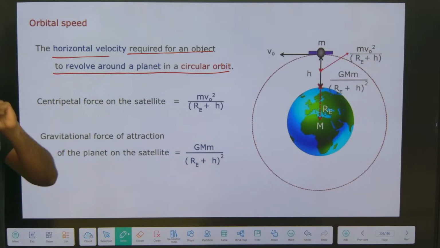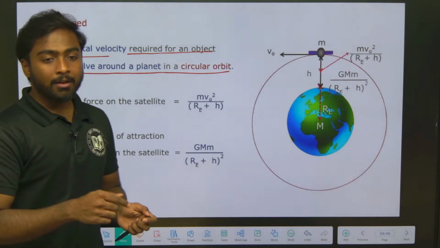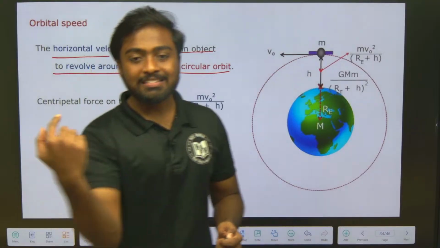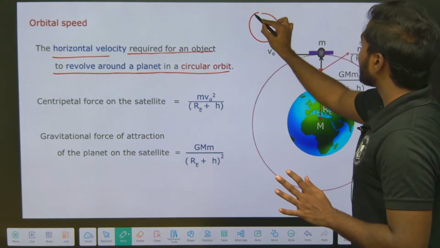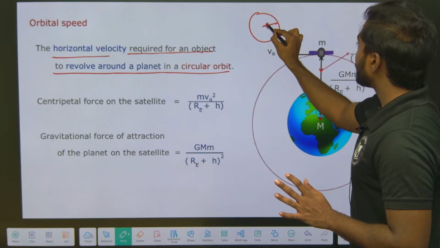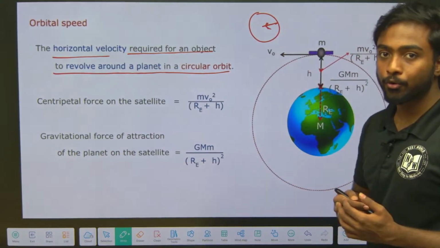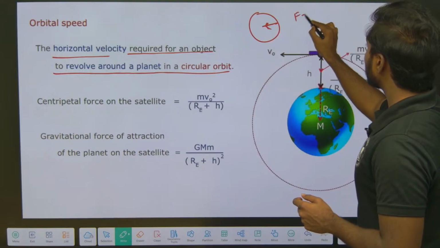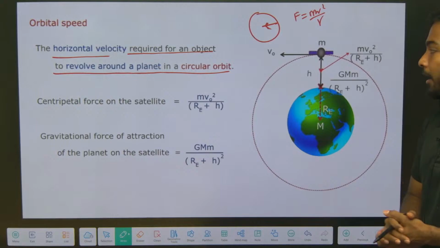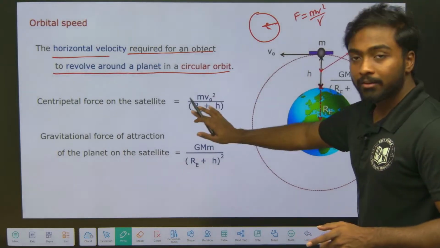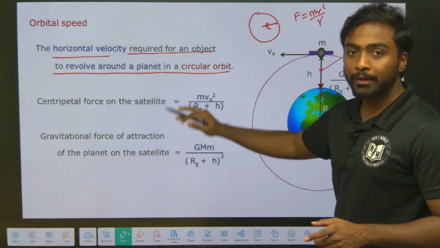So centripetal force, what is the meaning of centripetal force? A force which is towards the center of the circular path. When I talk about a circular path, a force will be there which is towards the center, that is centripetal force. That force formula is F equals mv square by r. So the same thing we are going to apply in the orbital velocity also.